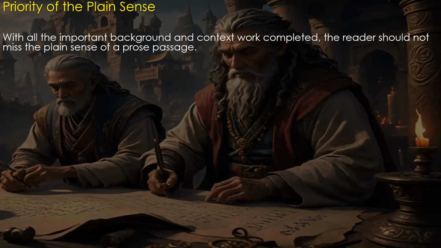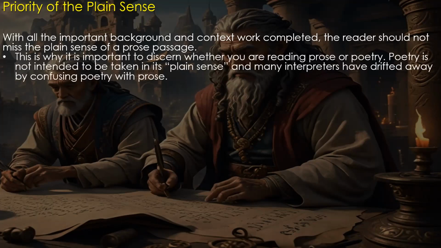So this is going to sound like a lot of common sense, but when people don't have common sense, you want to take them and shake them and say, just look at the text, stop wiggling around and just see what it says right there. What is the plain meaning? Just interpret it as it says. So, with all the important background and context work completed, the reader should not miss the plain sense of a prose passage. Remember, prose is just written in ordinary basic language. It's not written with rhythm and poetry. It's just ordinary language.